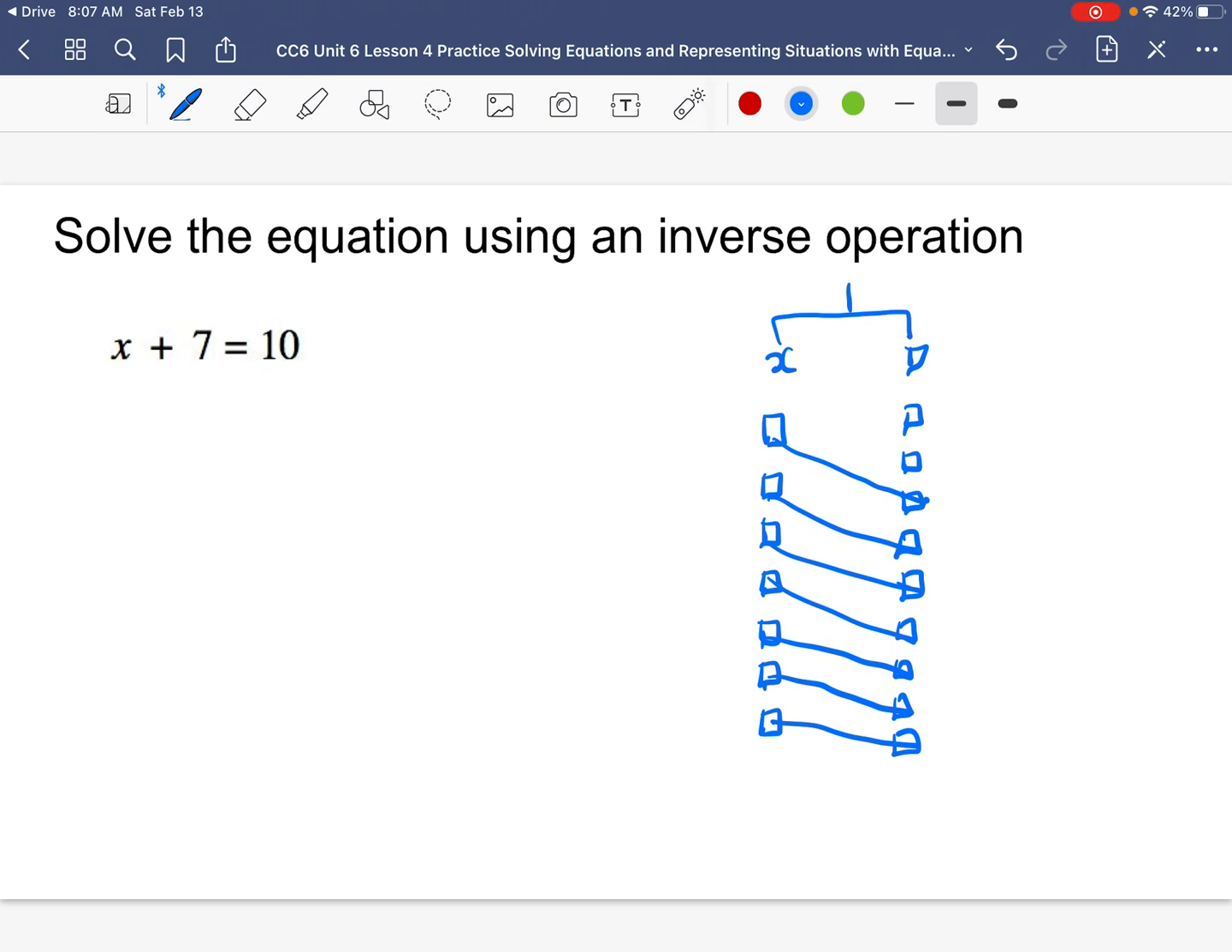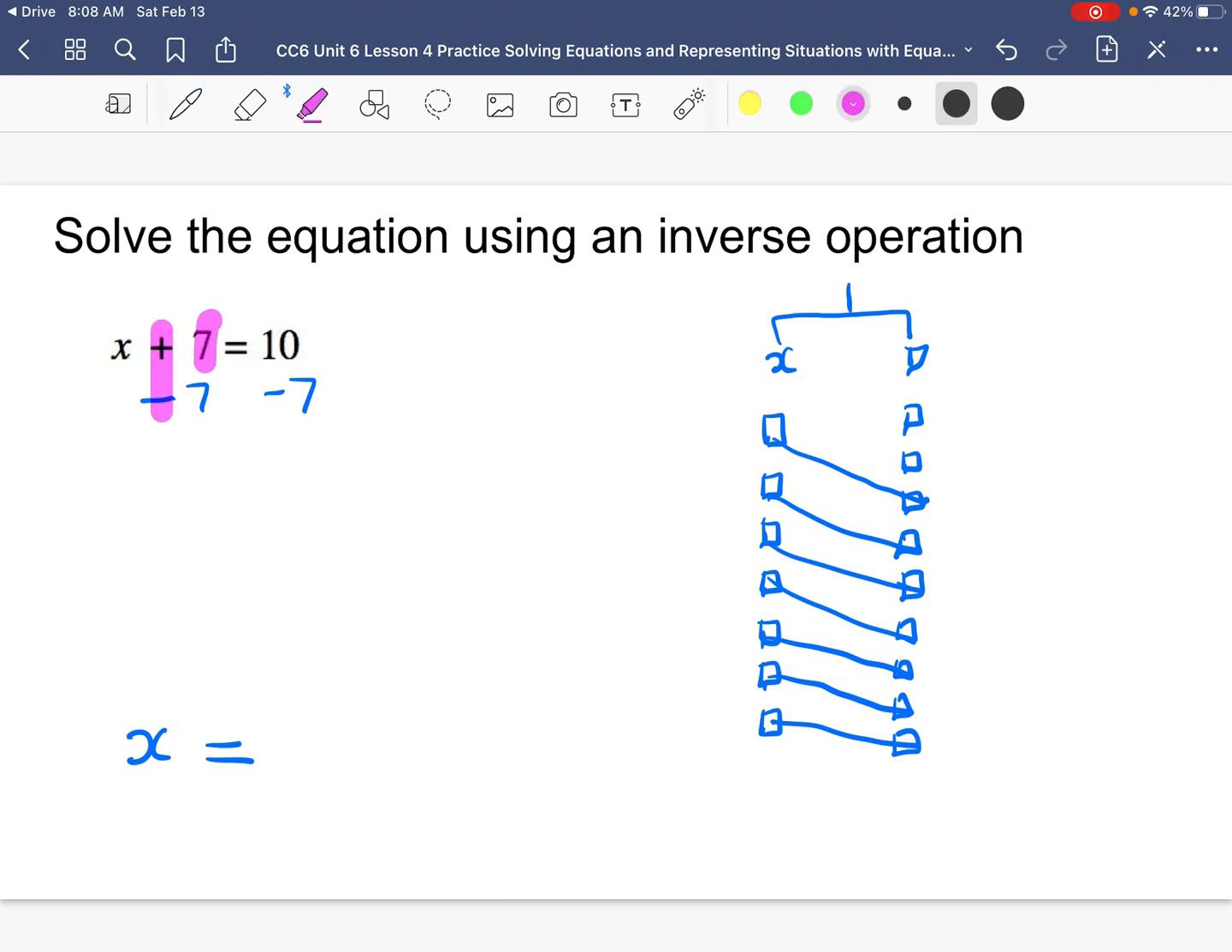Well, I'm going to use inverse operations to do the same thing. I want just x on its own at the end. After solving my equation, I want x equals, that's called isolating x. And so I've got to take away the same amount from both sides. So I'm going to subtract 7 from both sides. Subtracting 7 is the inverse operation of adding 7.